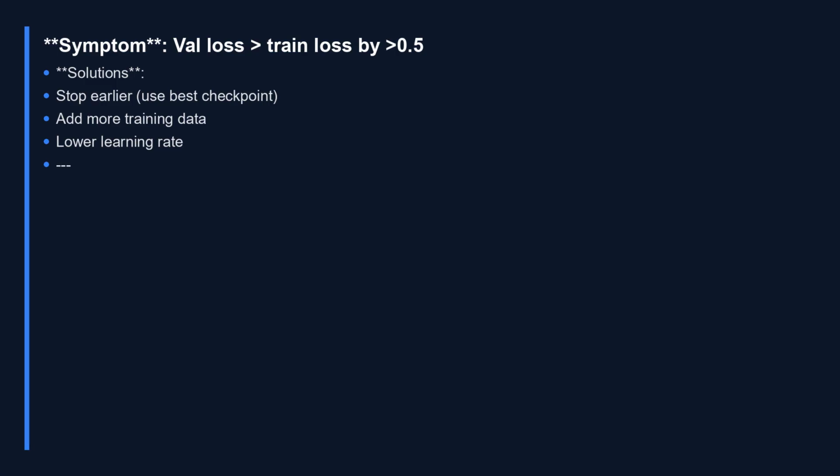can't do the task. When validation loss exceeds training loss by more than 0.5 and the gap is widening, you're looking at overfitting. The model has memorized your training set. Your immediate move is to load the checkpoint where validation loss was at its lowest. That's your actual best model. From there, you have 2 longer-term fixes. Add more diverse training data to make memorization harder, or lower the learning rate so the model updates more conservatively and is less likely to overfit on a small dataset.